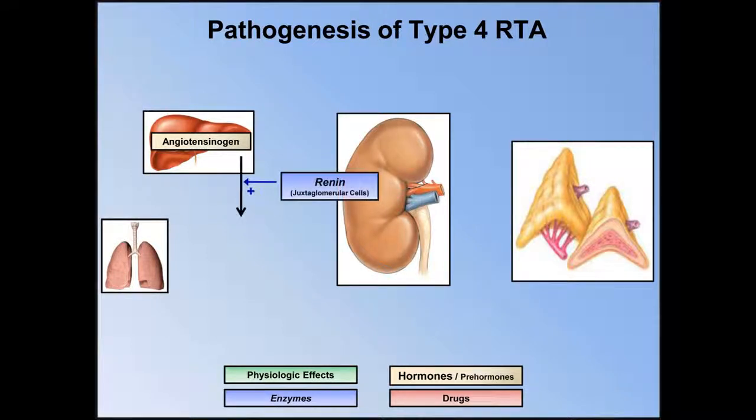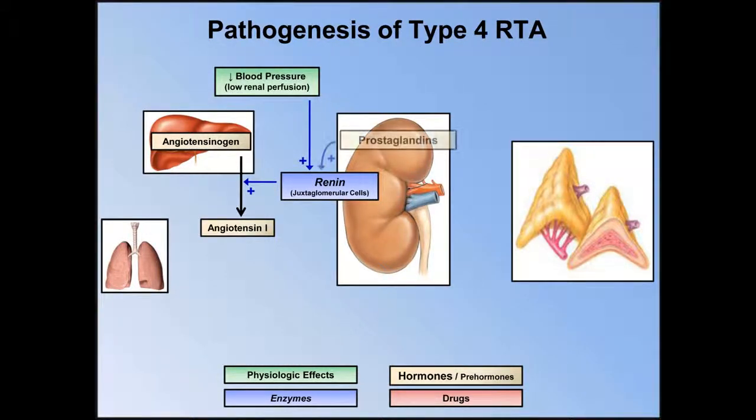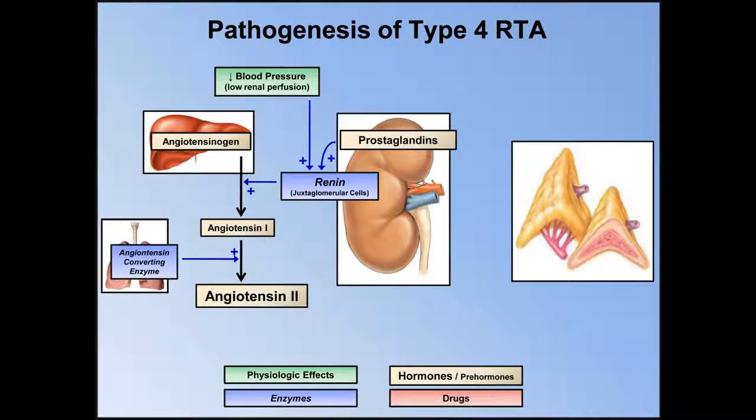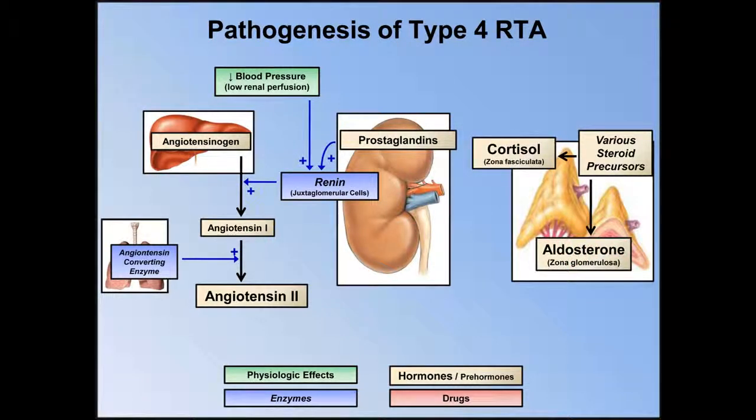Angiotensinogen is converted into another prehormone called angiotensin 1 with the help of the enzyme renin. Renin is produced in the juxtaglomerular cells in the kidney in response to low blood pressure or renal perfusion and requires locally produced prostaglandins. Angiotensin 1 travels in the systemic circulation to the lungs, where it is transformed into angiotensin 2 by the angiotensin converting enzyme. Meanwhile, in the adrenal glands, various steroid precursors are converted into either the hormones cortisol or aldosterone, and angiotensin 2 stimulates the synthesis of aldosterone specifically.